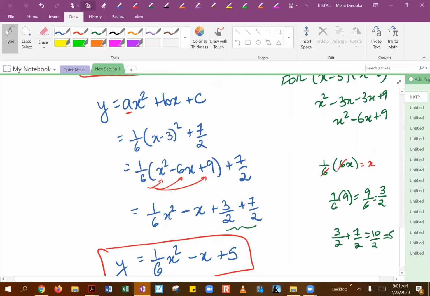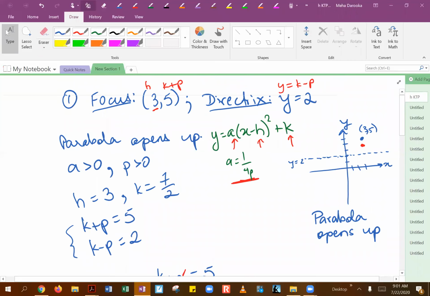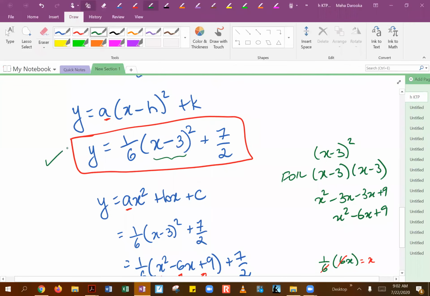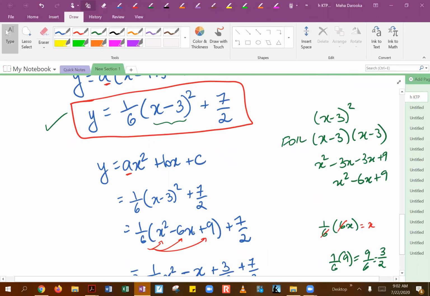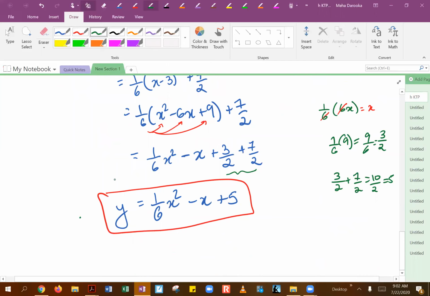So whenever they ask you to find the equation of the parabola based on the focus and the directrix, your first step is actually going to be finding it in this transformation form. And once you find all of those 3 values, the a, h, and k, once you have all 3 of them, you get your transformation form. But then if they want the answer in the standard form, just go ahead and expand everything out, multiply, distribute, and convert it into the standard form, and you end up getting, in this case, y equals 1/6 x squared minus x plus 5.